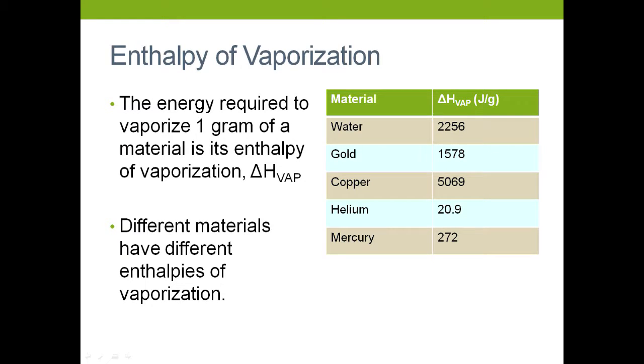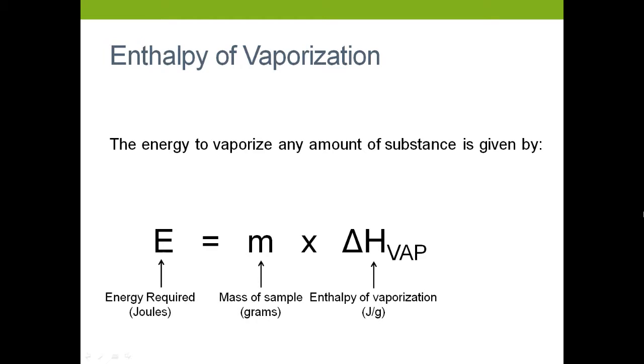Enthalpy of vaporization. The energy required to vaporize 1 gram of a material is its enthalpy of vaporization, delta H vape. Again, different materials have different enthalpies of vaporization. Water has an enthalpy of vaporization of 2,256 joules per gram. We have an equation that we can use to figure out the energy required to vaporize any amount of substance, which is E equals m delta H vaporization.